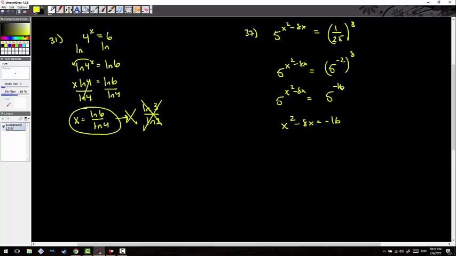And so from here, I'm going to set this thing equal to 0. So I've got x squared minus 8x plus 16 is equal to 0. And I think this thing can be factored into x minus 4 and x minus 4. So x really just equals positive 4, and you're good. All right, let's take a look at the next page.